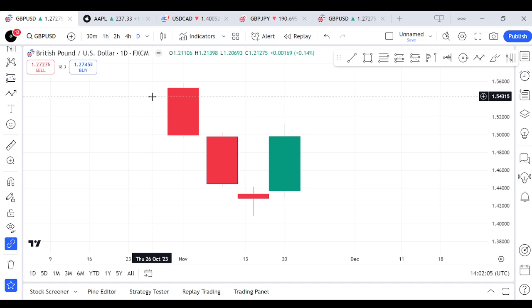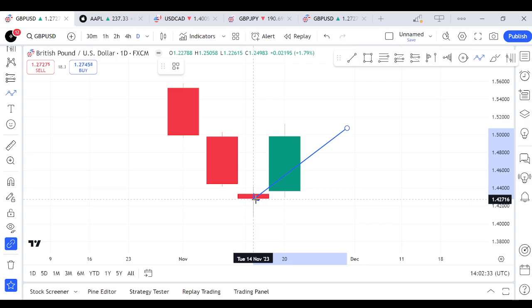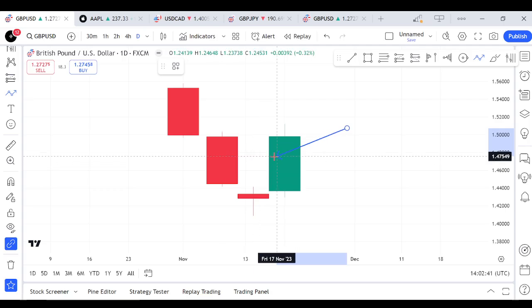A doji is a single candlestick pattern formed when the opening and closing prices of a security are equal or very close to each other. This creates a candlestick with a very small body or no body at all, resembling a cross or plus sign. The doji represents a moment of indecision in the market where neither buyers nor sellers have gained the upper hand during that session. This is the doji candlestick, and these three candlesticks make up the Bullish Doji Star pattern. Each component plays a crucial role in indicating the shift from bearish to bullish sentiment.